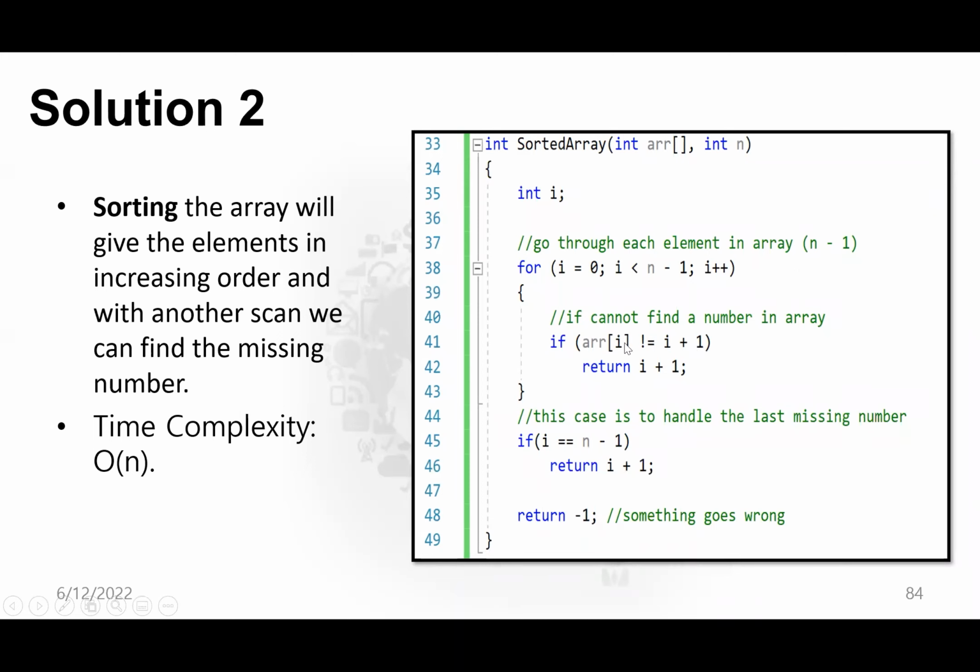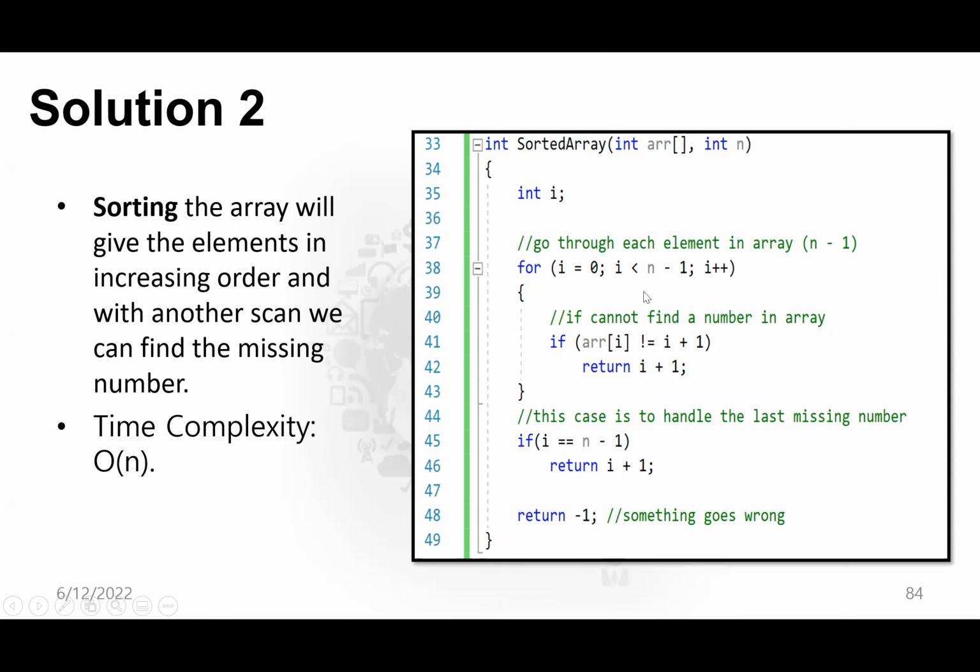So if you find that array[i] is not equal to i plus 1, it means i plus 1 is missing. This is how we find out. But if what you are missing is the last element, let's say from 1 to 8 you are missing 8, then you need this part here after your for loop to find it out. So this is how the second algorithm finds the missing number.